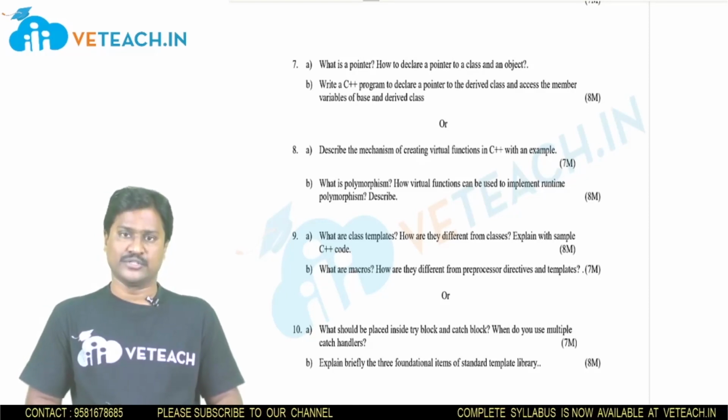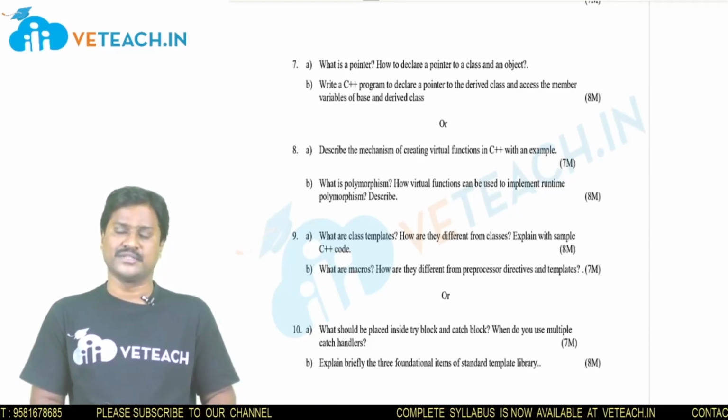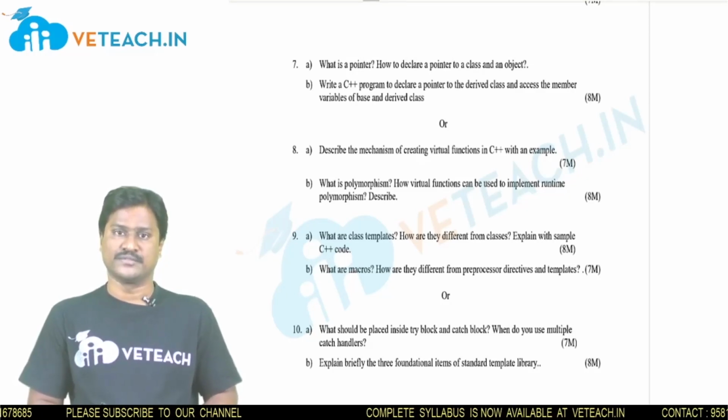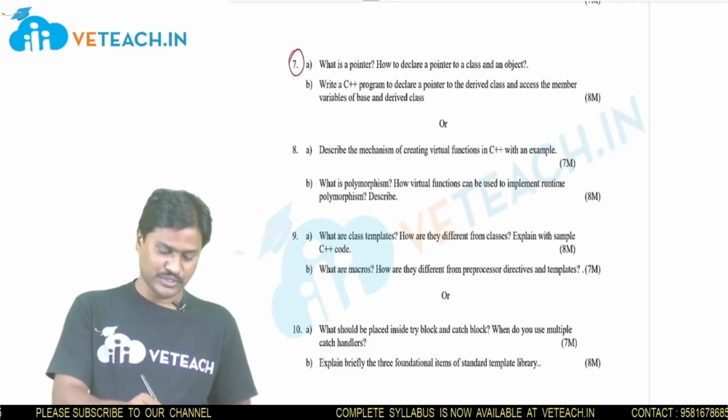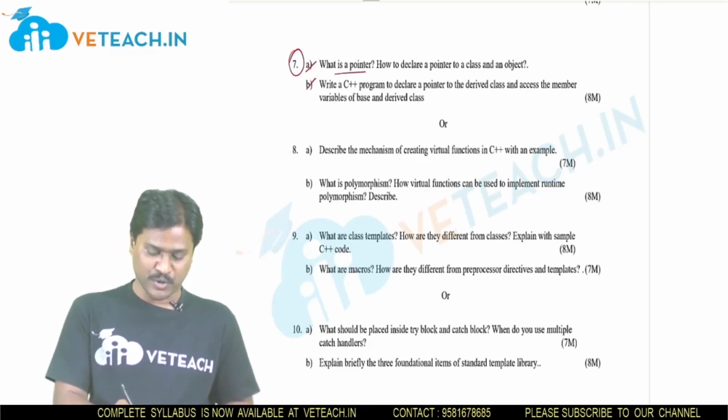Next one, coming to unit 4. In this unit 4 we have two chapters: pointers, and the second one, binding, polymorphism and virtual functions. Question 7, A and B. A, what is a pointer?